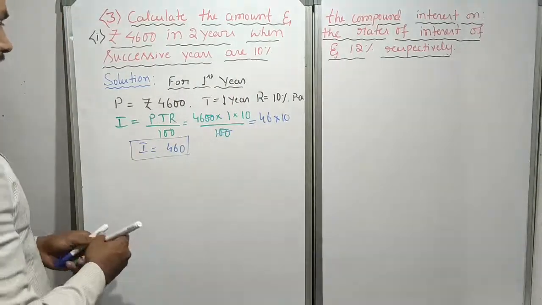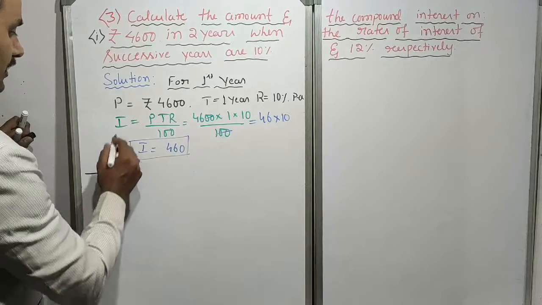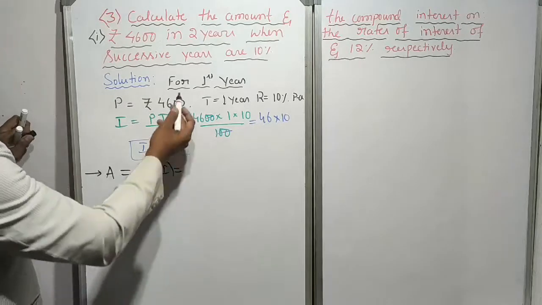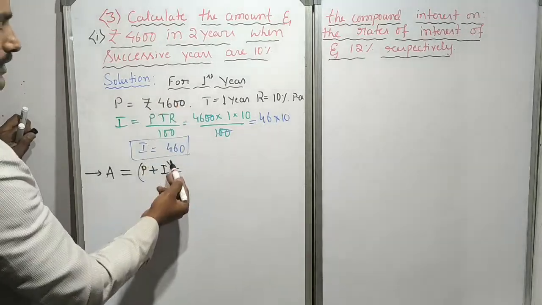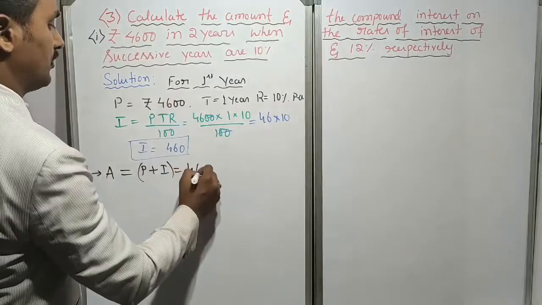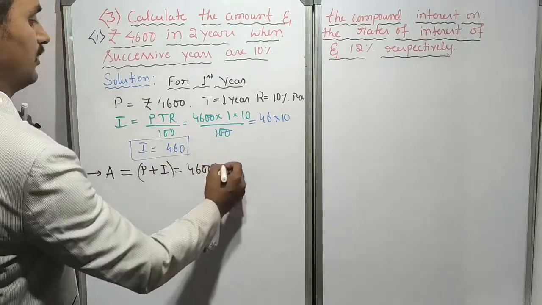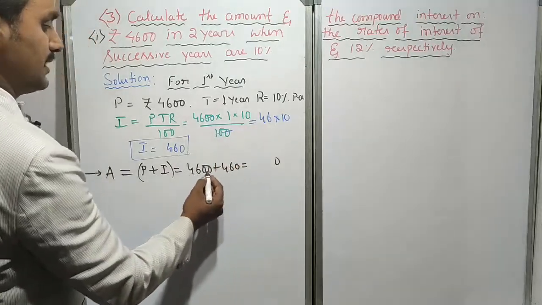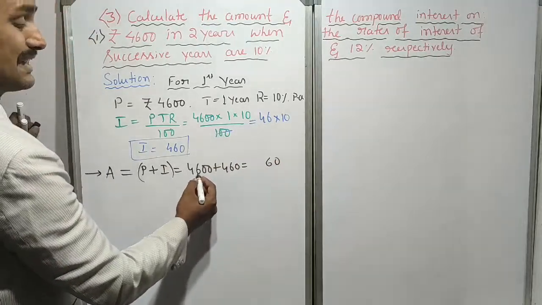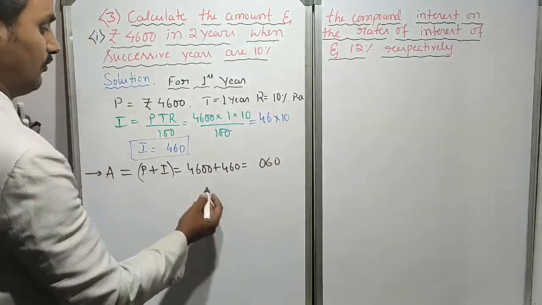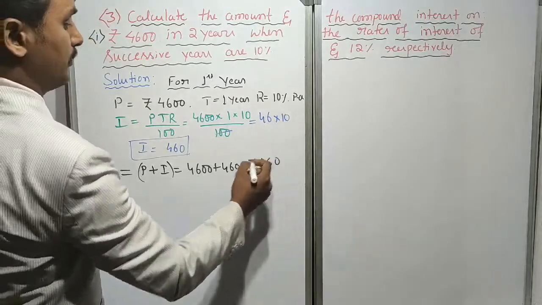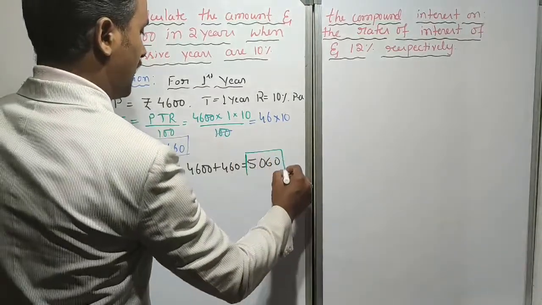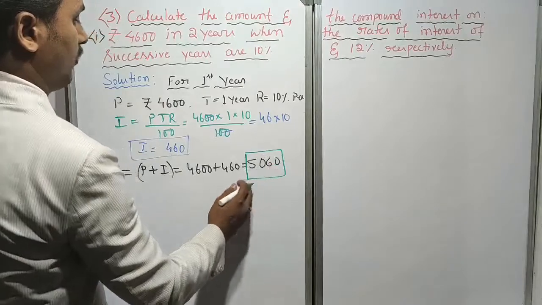Now the amount at the end of the first year is equal to principal plus interest. Which principal? The initial amount, 4,600, plus the interest at the end of the first year, which is 460. Adding: 0 plus 0 is 0, 6 plus 0 is 6, 4 plus 6 is 10, 1 carry, 1 plus 4 is 5. So 5,060 rupees only. At the end of the first year, 5,060 is the amount, dear children. Okay. What next step?